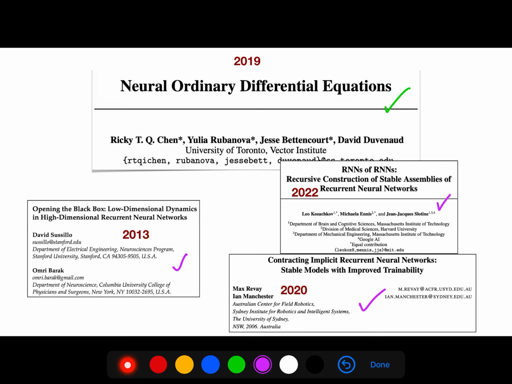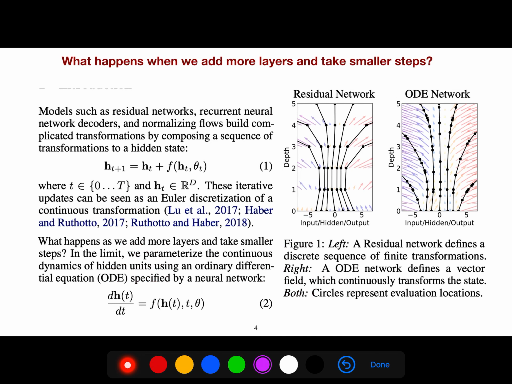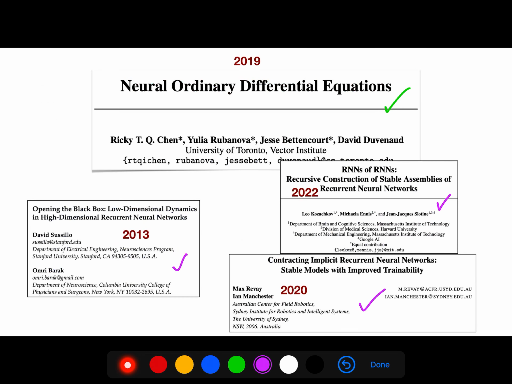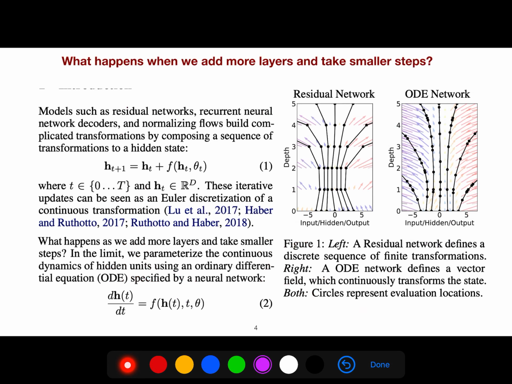But it's very easy. So the idea of this NIPS article is: what happens when we add more layers and we take smaller steps? This is a recurrent neural network. F could be anything. For example, for GRU, for LSTM, for different models of recurrent neural networks, we have a different F.